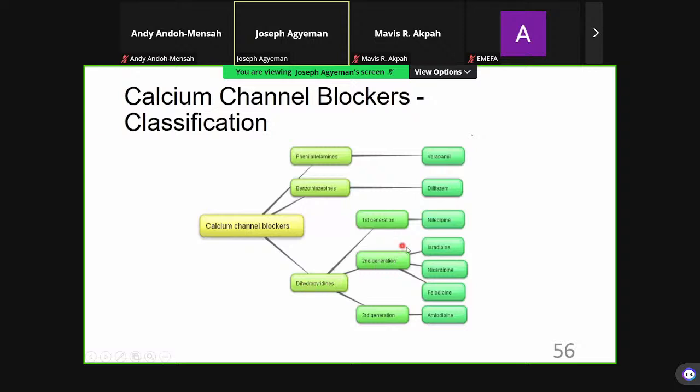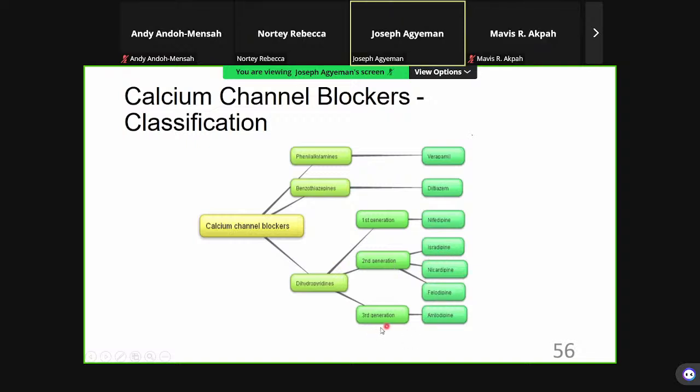For the dihydropyridines, we have generations based on when these drugs were discovered. So first discovered, nifedipine; second generation, isradipine, nicardipine, felodipine. Then third generation, amlodipine. The problem with nifedipine is that it has a short half-life, 2 to 3 hours. The drug is gone. You are way below the half-life, and therefore it is not given as conventional tablets for hypertension. If you do that, then you are always going to do repetitions. So the frequency will be high, which will not help.